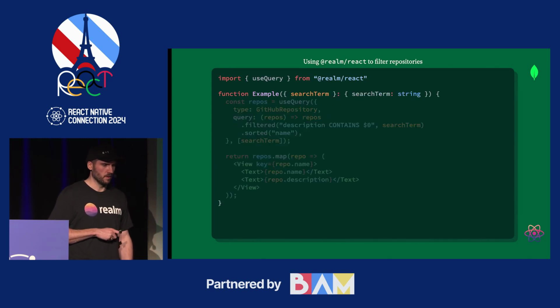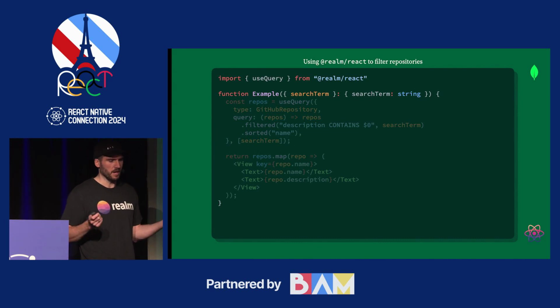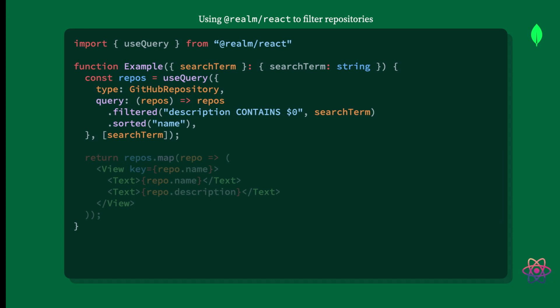A little more advanced, we can also search the database if we have too much data. So here we provide a search term to the example component, and we use the useQuery hook here to filter and sort the collection. It looks a little imperative here because we're calling filtered and sorted, but it is just like a builder pattern around declaring the subset of data that you want.